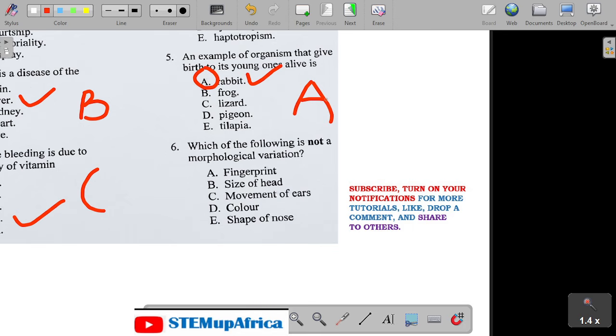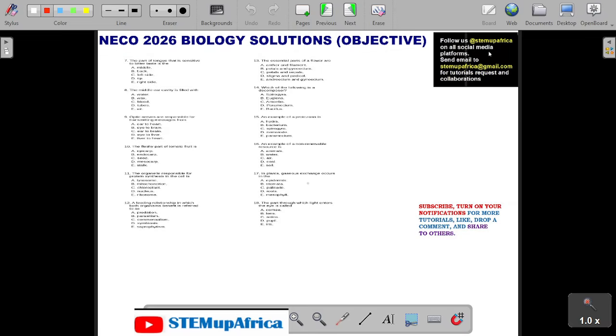Now move to number 6. Number 6 says, which of the following is not a morphological variation? We have two types of variation. We have morphological and physiological variation. So the one that is not a morphological variation is the movement of the ear. It's not a morphological variation because it is not related to physical anatomy features. That is why.